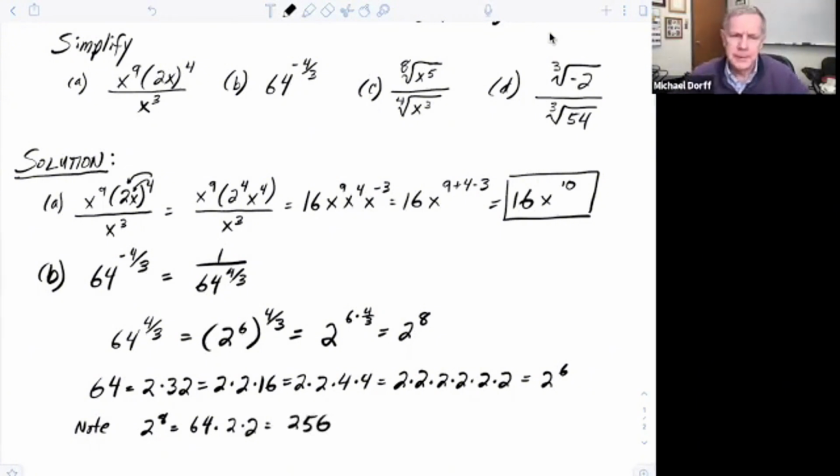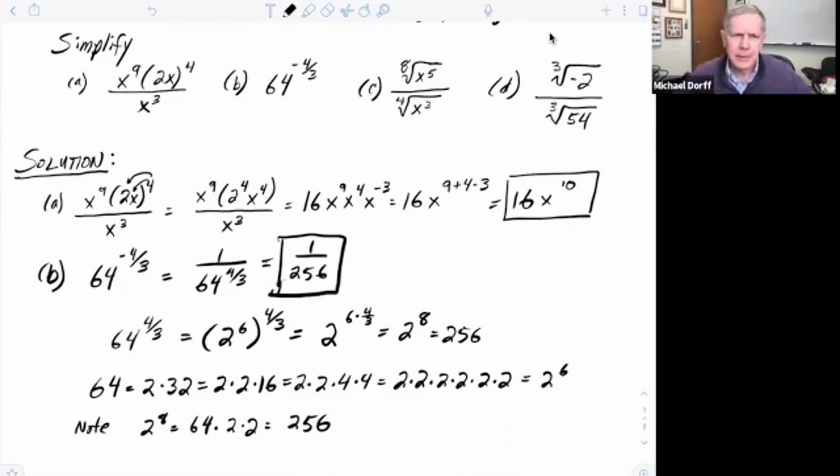You could also think of 2 to the 8th as 2 to the 4th times 2 to the 4th, which is 16 times 16, which would be 256. Or you could just multiply 2 times 2 times 2 times 2 times 2 eight times and get 256. So that's 256. If I go back to my original problem, this is going to be 1 over 256.